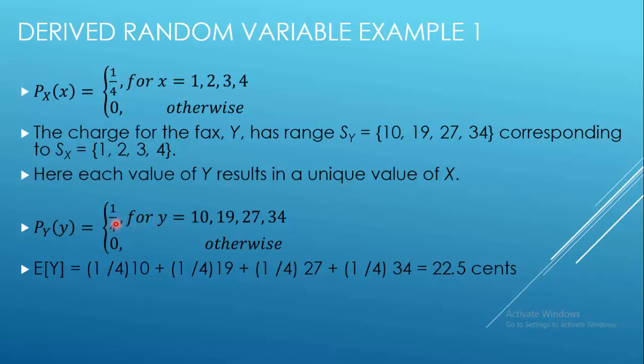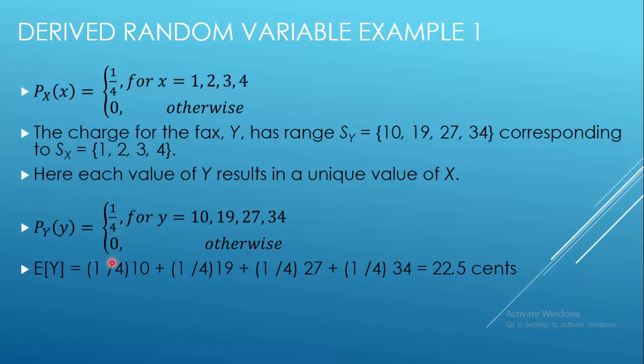So for x from 1 to 4, y is equal to 10, 19, 27 and 34, because this value over here corresponds to this 1, 2, 3 and 4. So for one page the charges are 10 cents, for 2 pages 19 cents and so on. So the probability of charging 10 cents is again 1 by 4, because if the probability of x is 1 by 4, then the chance of you being charged 10 cents is also 1 by 4. The probability of sending 2 pages is 1 by 4, so the chance of you being charged 19 cents is also 1 by 4.